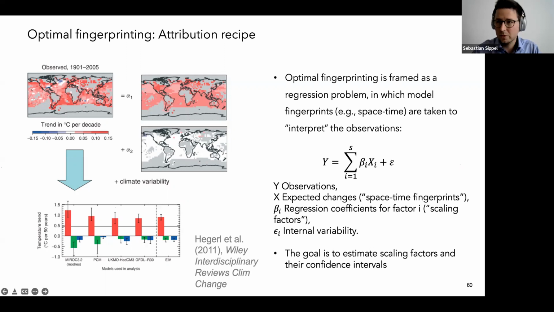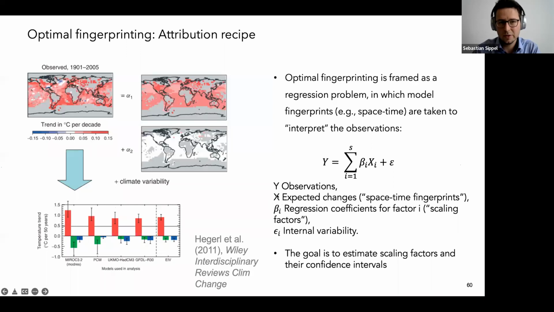So just to repeat this, optimal fingerprinting is framed as a regression problem in which these model fingerprints, which could be spatial patterns as in this illustration, or space-time patterns, or could include a vertical dimension, are taken to interpret the observations in a linear model. It's not an ordinary least squares regression. I will talk about this briefly, but in a sense you could still see it as a linear regression model. So this Y, again, would be the observations.